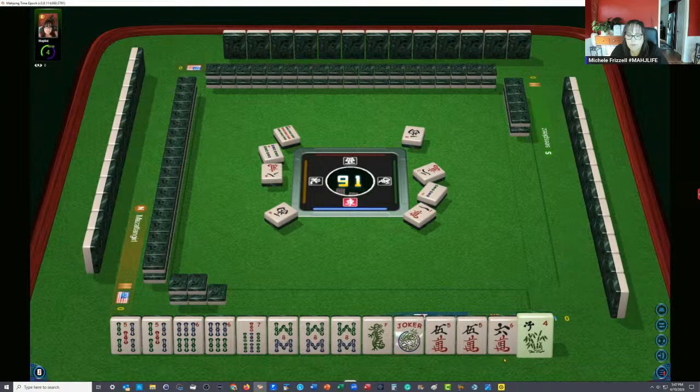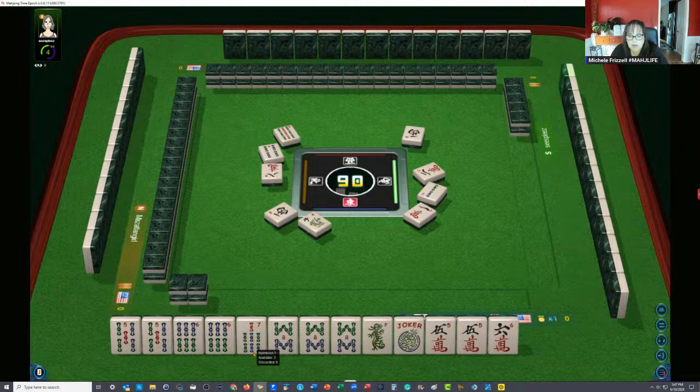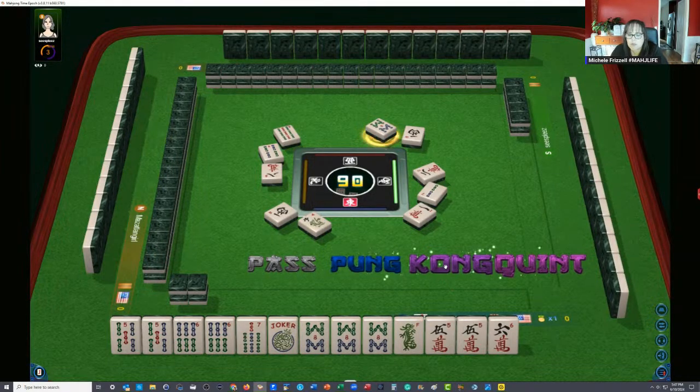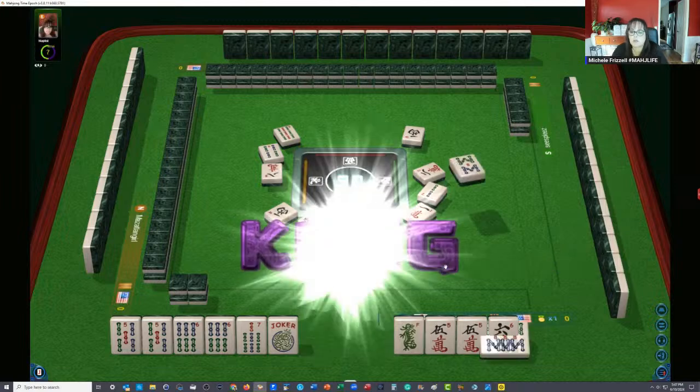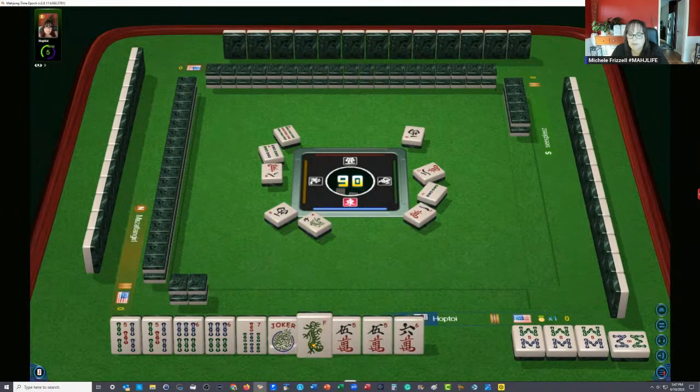9 bamboos. Oh, no, we're not keeping that. Flower. Let's see here. 8 bamboos. I would Kong. This is a shark playing right now. I would let the dragon go now.